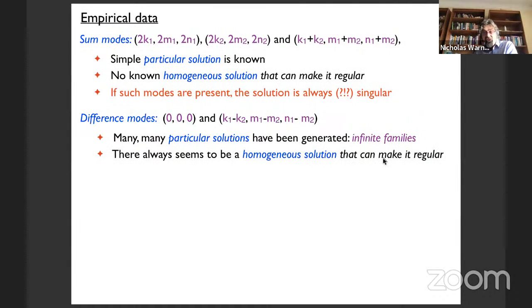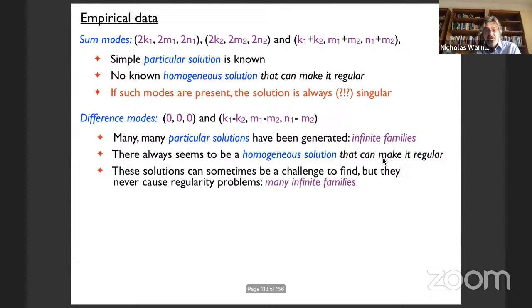There always seems to be a homogeneous solution that can make it regular, so you can always find regular solutions for the difference modes. As I say, the solution can actually be a challenge to find, but they never cause regularity problems. There are always infinite families.